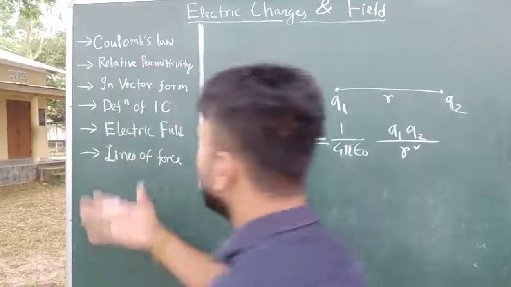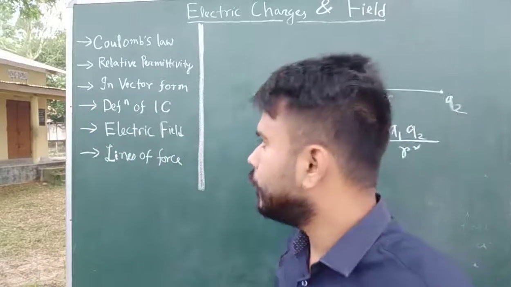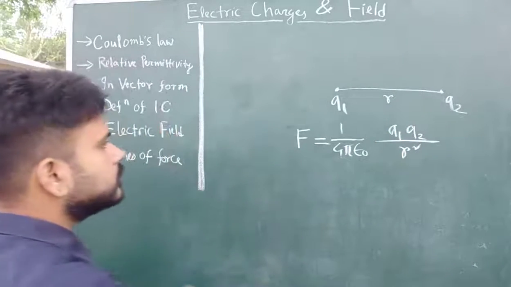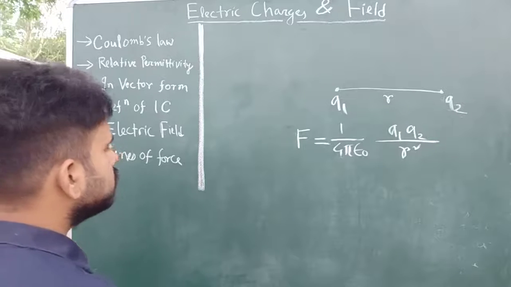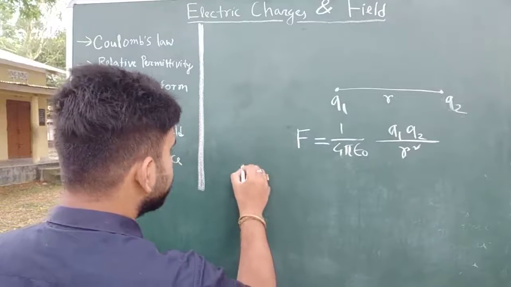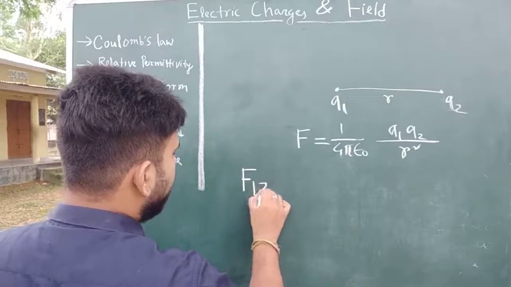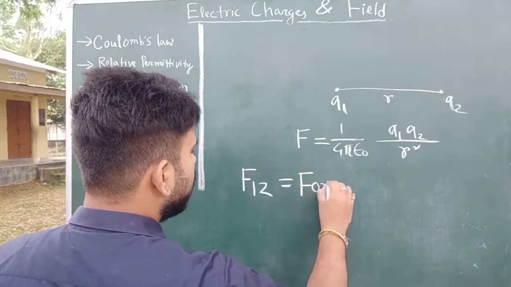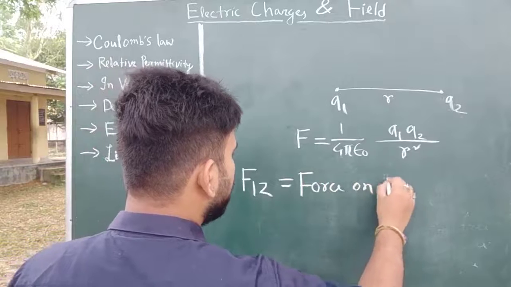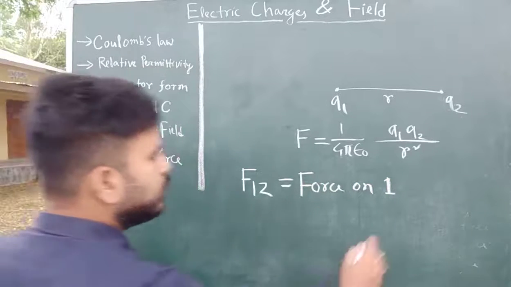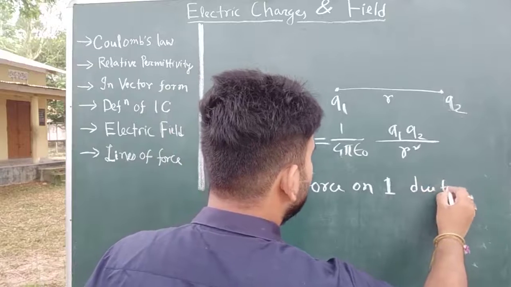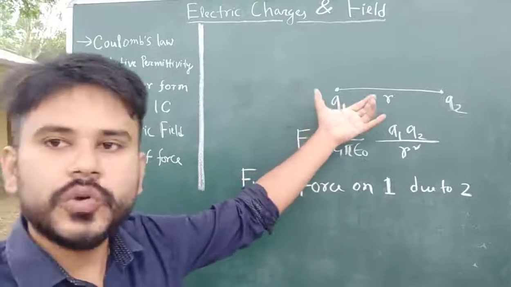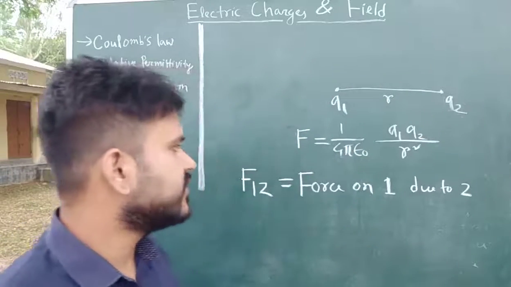Now we will study Coulomb's law in vector form. What is the vector form of Coulomb's law? Then I define something, F12. F12 represents force on 1 due to 2. So here F12 represents force on Q1 due to Q2 charge.